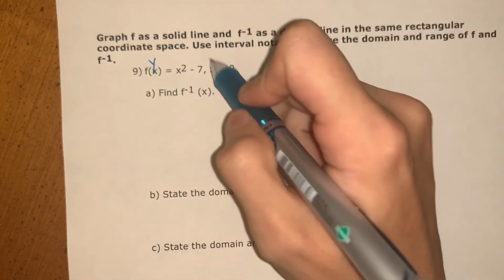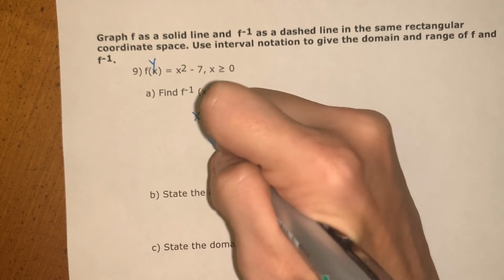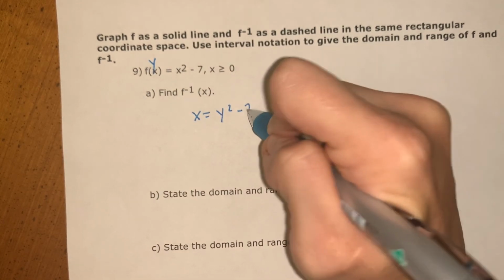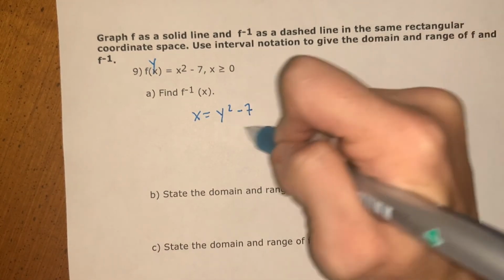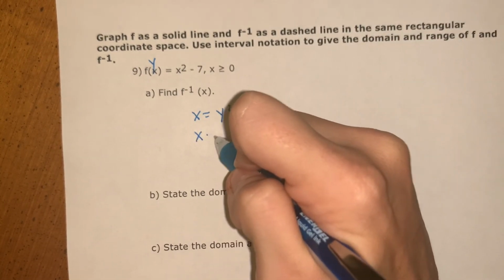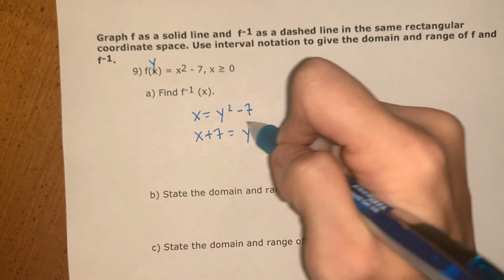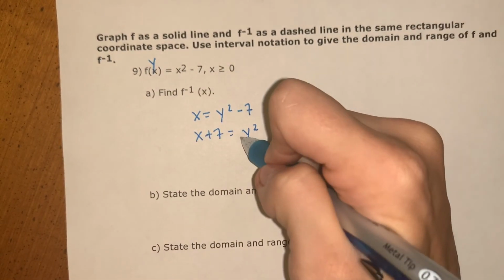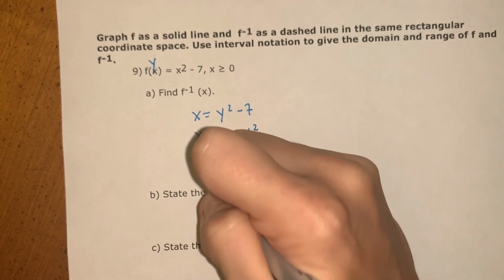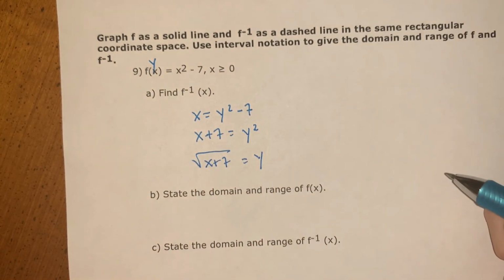And now we want to interchange x and y, so I'm going to say x equals y squared minus 7. And then I want to solve for y here. So x plus 7 equals y squared. Now I need to take the square root of both sides. So when I take the square root of both sides, I get the square root of x plus 7 equals y.